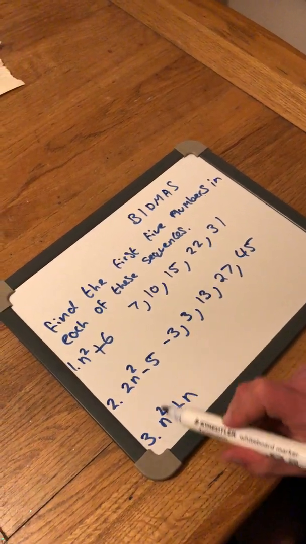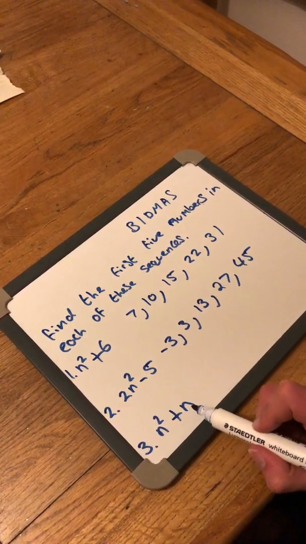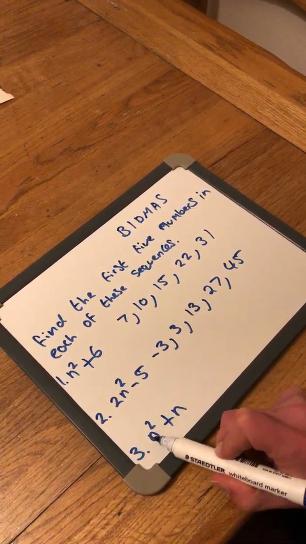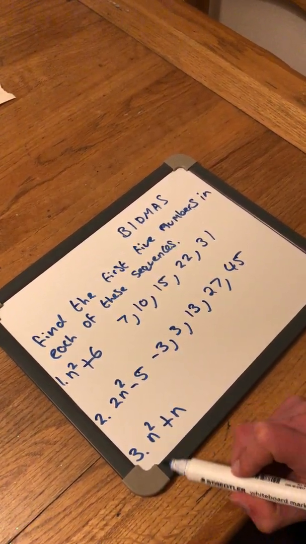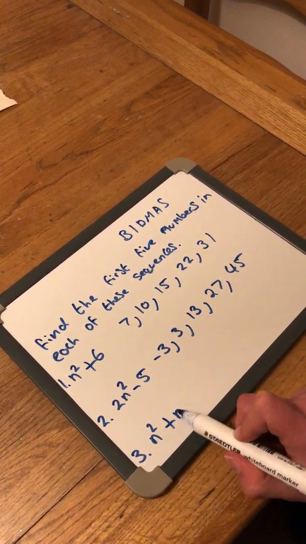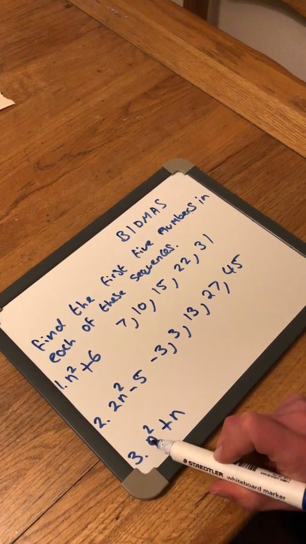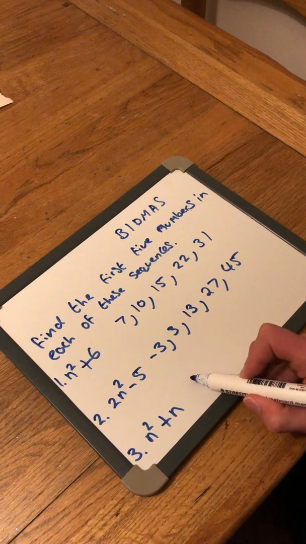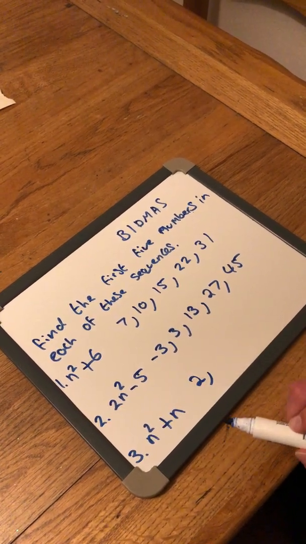Now let's go on to question 3, our last one. We've got n squared plus n. It's easier than you think. We just have to substitute both of these n's for our first number in our sequence being 1. So we're going to sub n to be 1 for each of them. So 1 times 1 is 1 for 1 squared, plus also 1, we're going to get as our first number in our sequence 2.